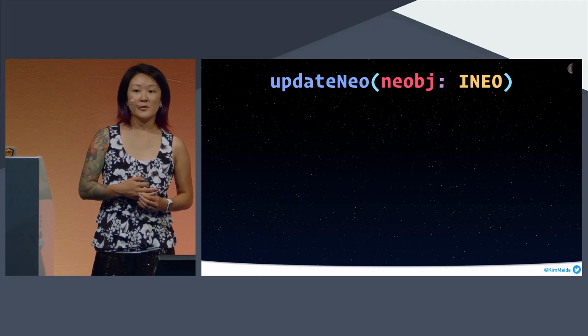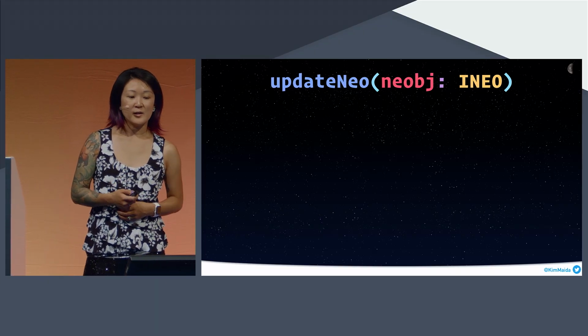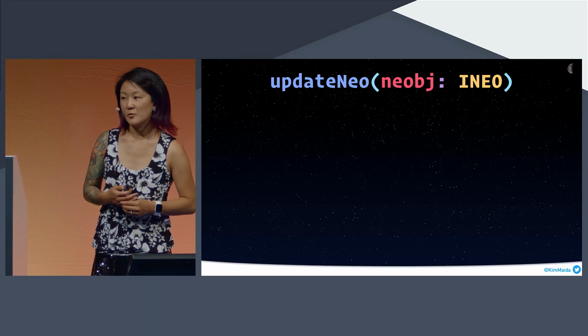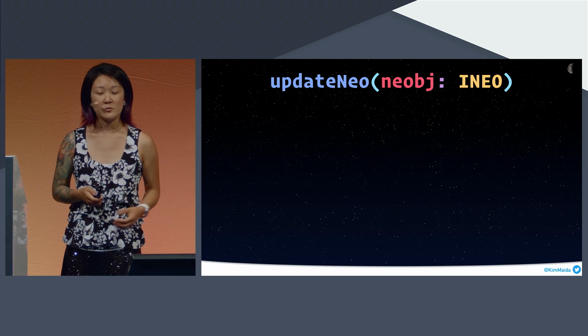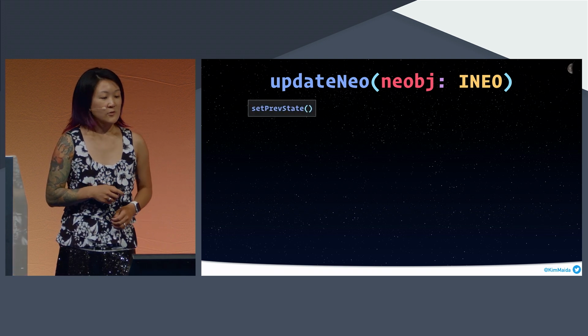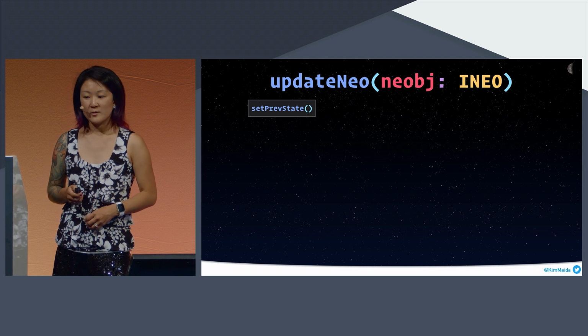Now, the other thing that our application does is it adds nicknames. So that's an update to a specific near-Earth object. So I can set up my update neo method. It's going to accept one near-Earth object, the one that I'm trying to update. The first thing I'm going to do here is set the previous state.